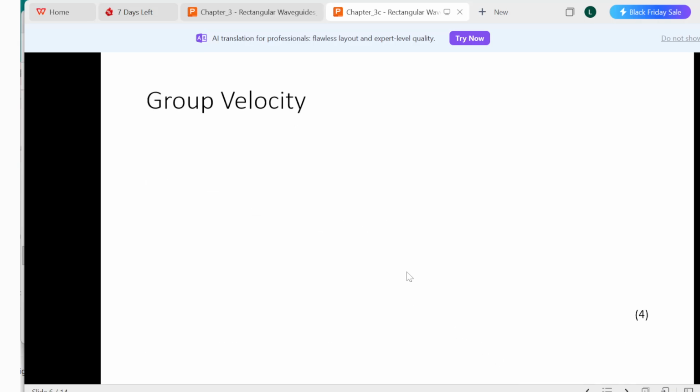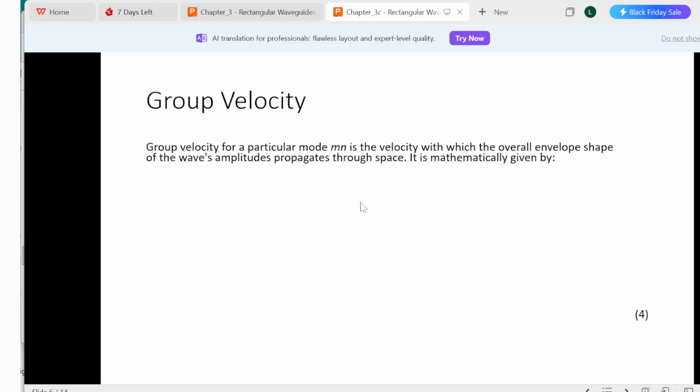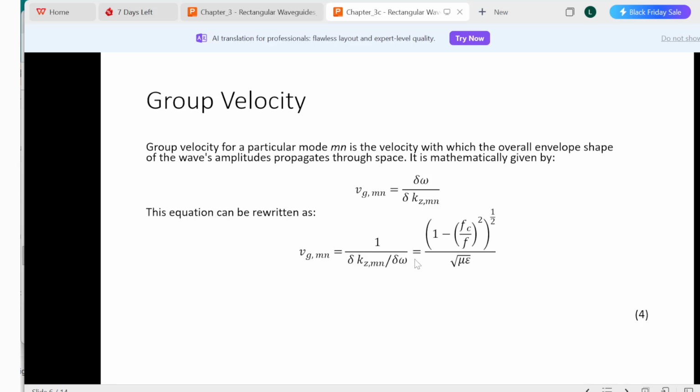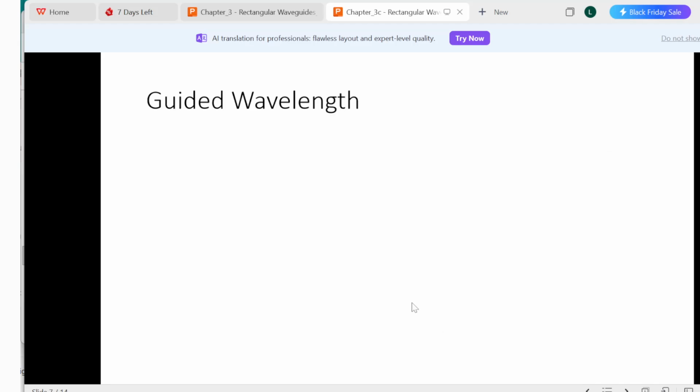And group velocity, and this is relatively less relevant to the microwave engineer. By definition, the group velocity is partial omega over partial k, and if we do that and do the derivation, eventually this term, we will get this term. So essentially, the so-called group velocity is almost the opposite of phase velocity. So if you multiply the phase velocity with the group velocity, you will find a very interesting result.